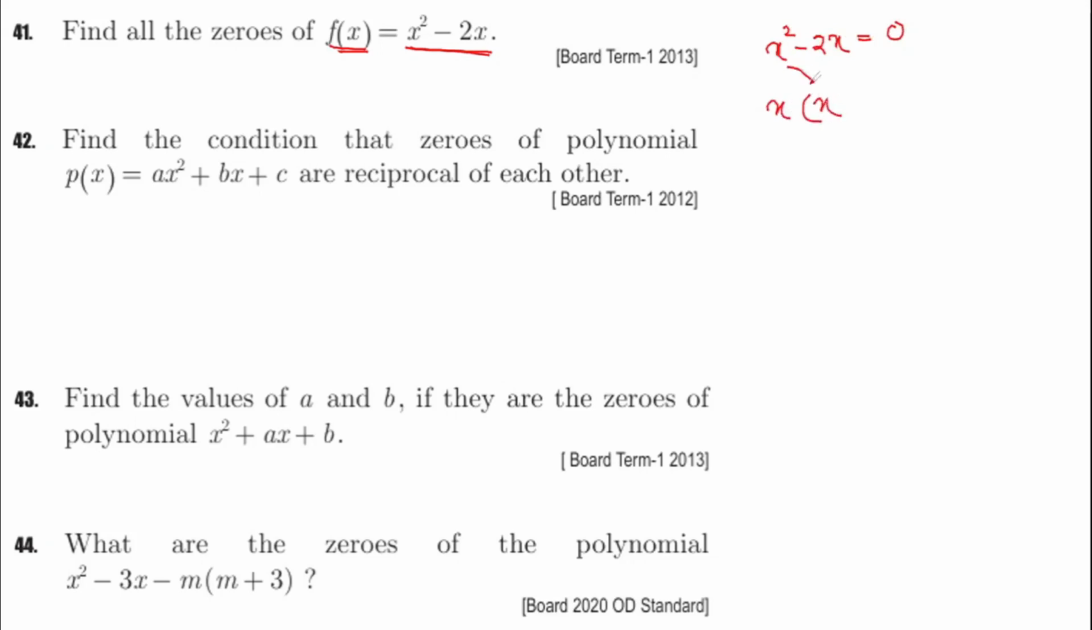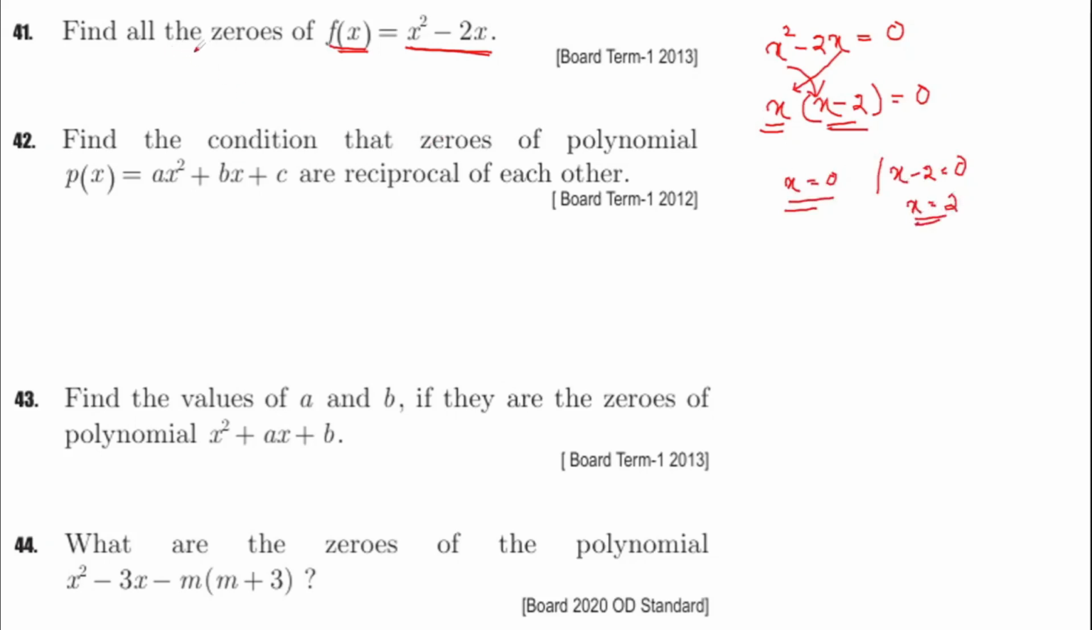Now sir, x from this option, and x is already taken out, so we have left with minus 2, and that is 0. Now product of two things is 0. That means either the first thing is 0 or the second thing is 0. Yes or no? So from this thing you get the value of x is equal to 0, and from this thing you will get x is equal to 2.